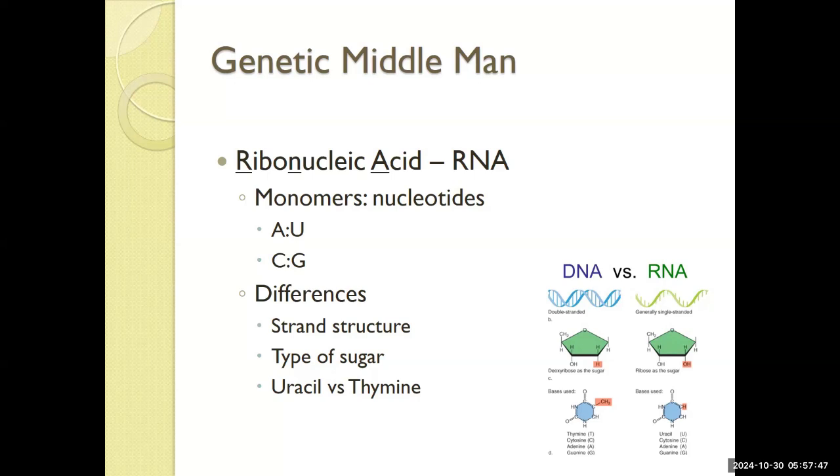Another interesting thing is the type of sugar. DNA has a deoxygenated ribose, and RNA has an oxygenated ribose. Also, to the strands. DNA is naturally double-stranded, while RNA is single-stranded. Be aware of these key differences.